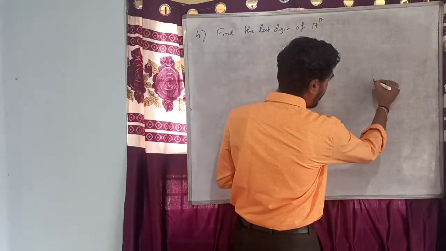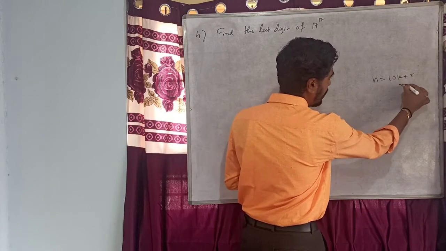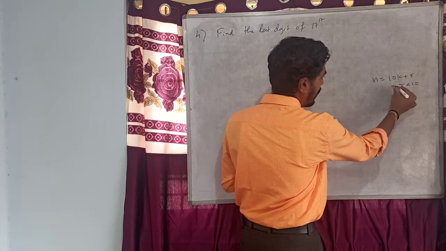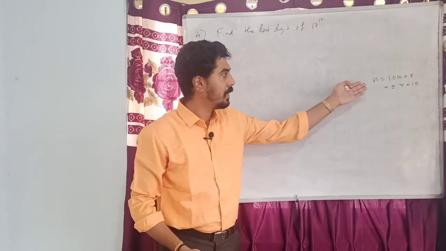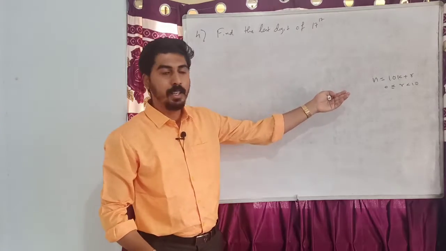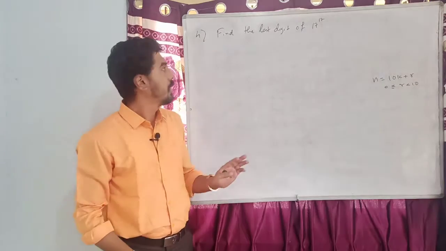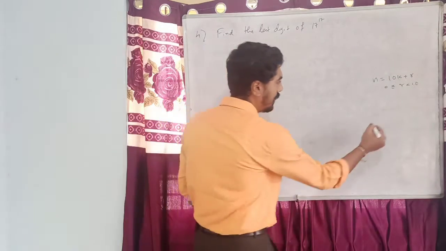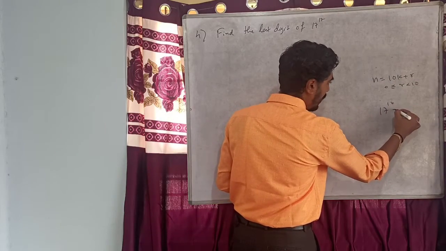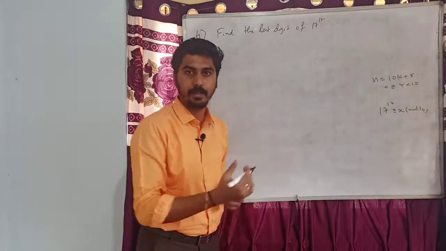Any integer n can be written as 10k plus r, where r is less than 10 and greater than or equal to 0. So the remainder when an integer is divided by 10 should be the digit in the unit place. So to find out the last digit of 17 power 17, we need to find out 17 power 17 congruent to x modulo 10, where x is less than 10.